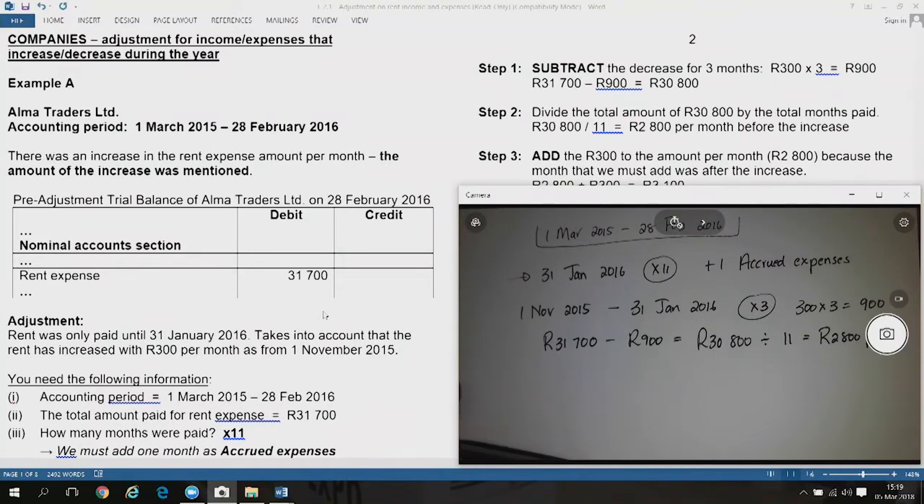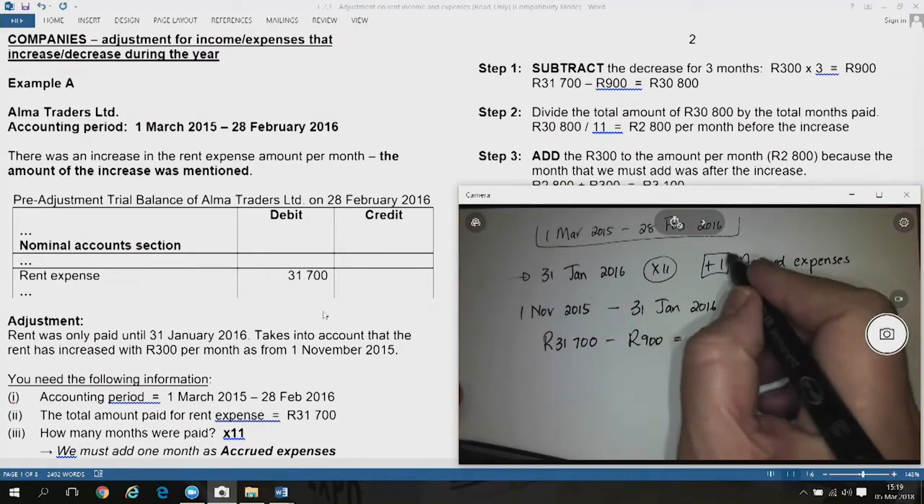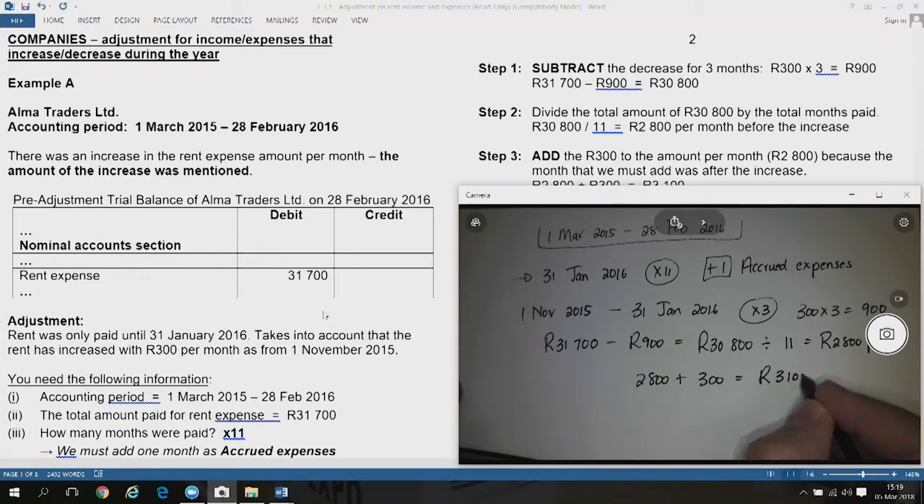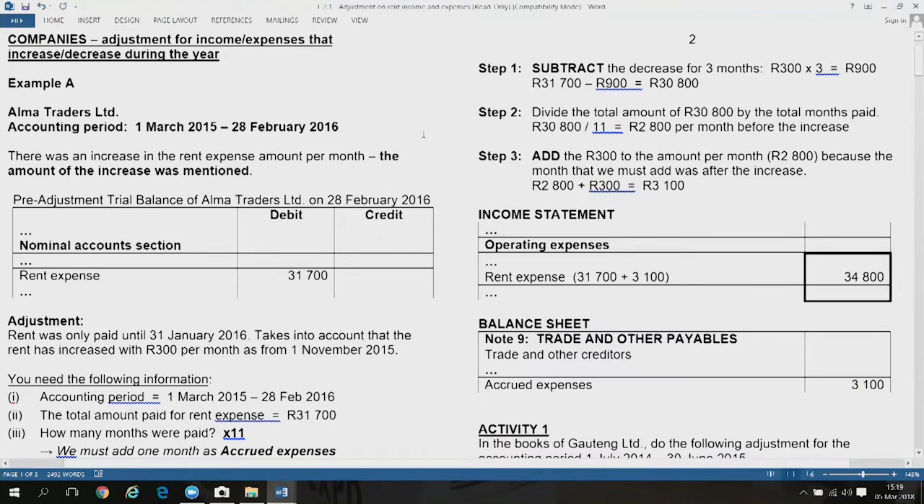So now we only need 1 month. Remember, 1 month for accrued. So we take the 2,800, we add the 300 Rand. That gives you 3,100 Rand per month, for November, December, January, and the February that we must add as accrued. So you can see there that I first subtract the 3 months times 300 Rand, then we divide it by 11, then we add the 300 back, because the month that we must add was after the increase.